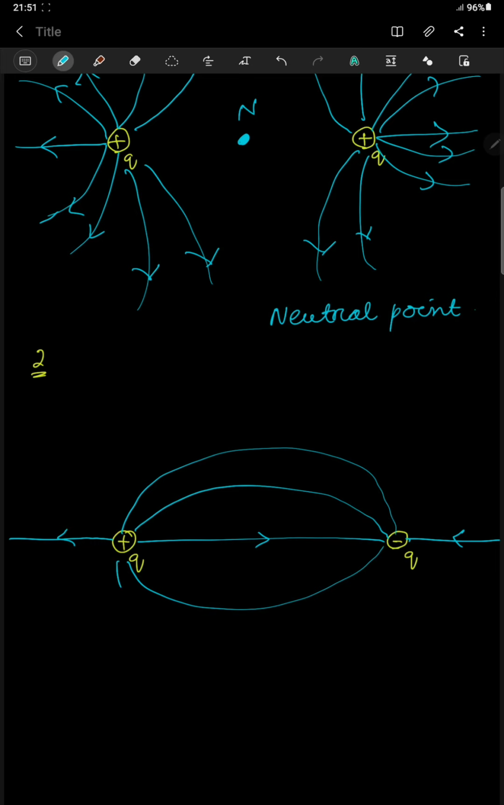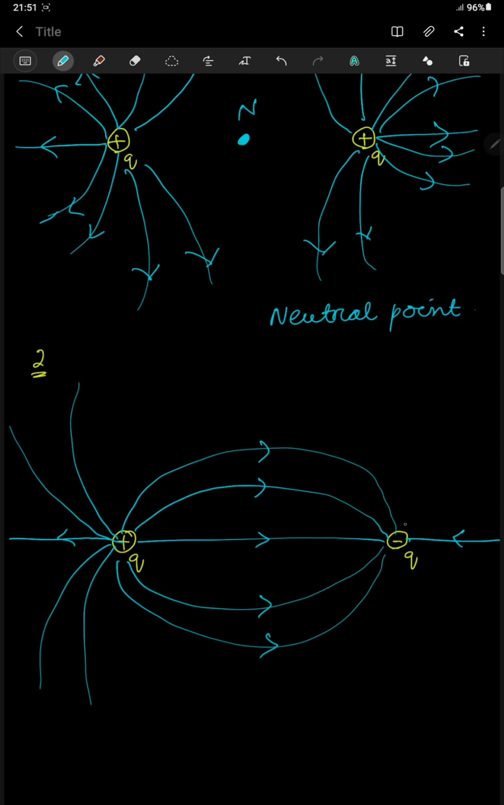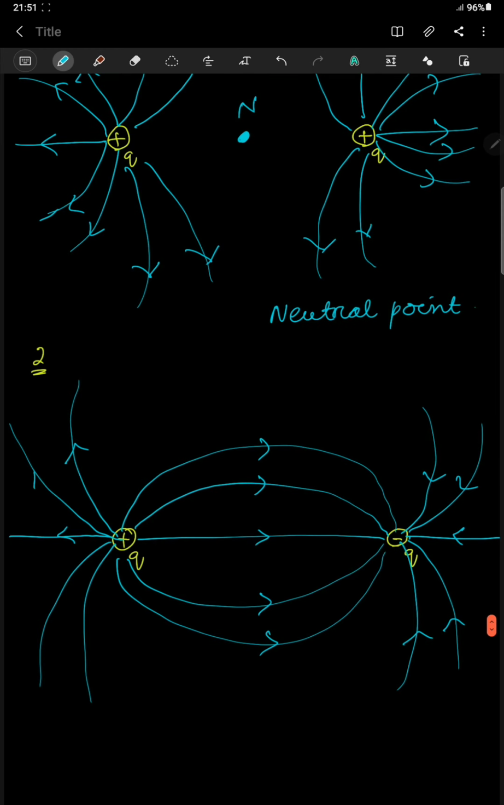And what about the directions? These will be the directions. So this is how you draw symmetric lines, and they will be coming out or entering normally. They have to do so normally. So this is for plus q and minus q.